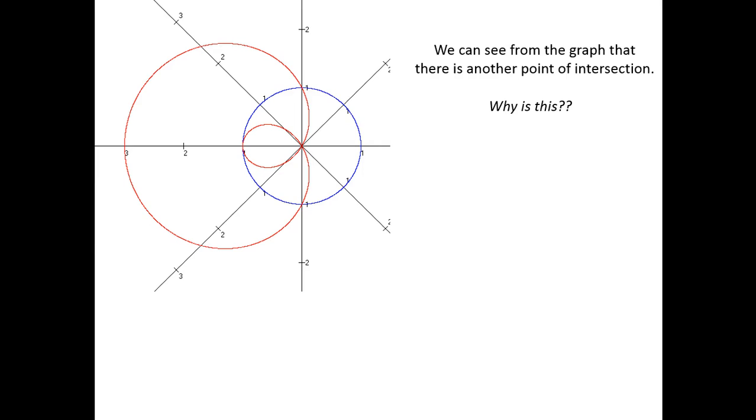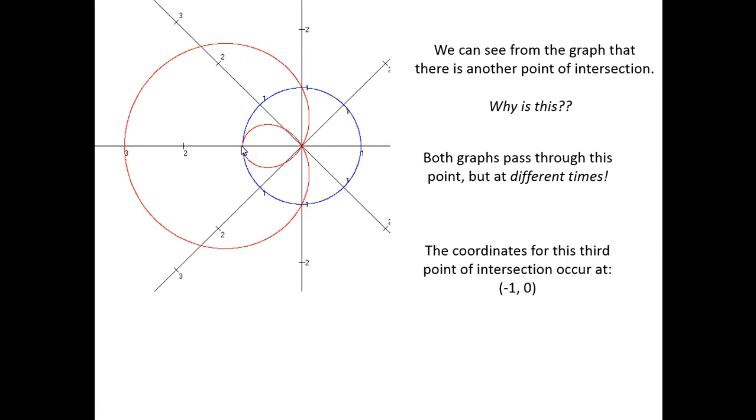The reason this occurs is if you think about the curves traveling. Think about the circle. The circle repeats every pi units. If you plugged in 0 for theta, you'd get a value of 1; pi over 2, you'd get a value of 1, etc. But then the cardioid hits at different times. So they're going to intersect at the origin, at this point here, but they're going to do so at different times. So the coordinates for this third point of intersection, based on the graph, we'll just use the Cartesian coordinates, -1 comma 0.